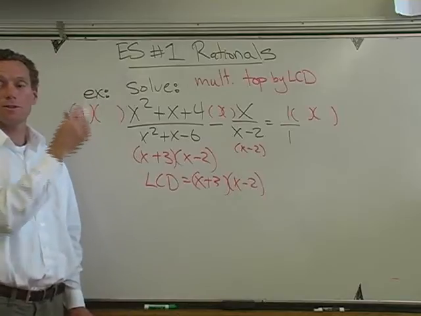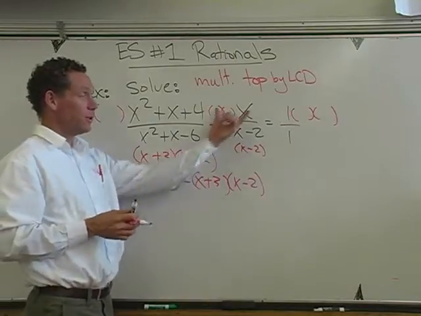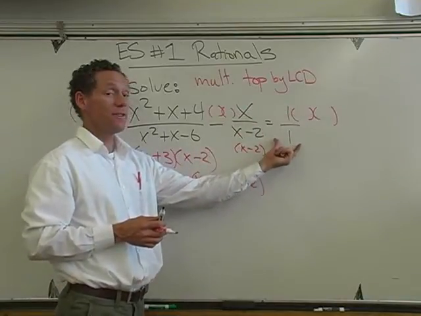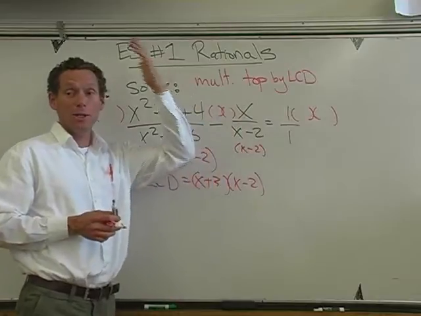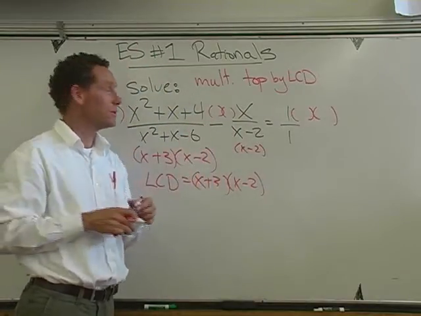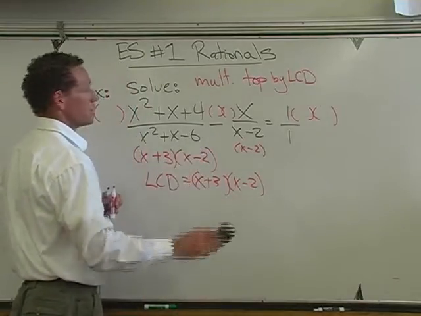Cancel, cancel, cancel, cancel. So this is a trick. You don't have to do this. You could convert this fraction to the LCD, and you could convert this fraction to the LCD. Then you'd still be multiplying both sides by the least common denominator. All right. Question so far?